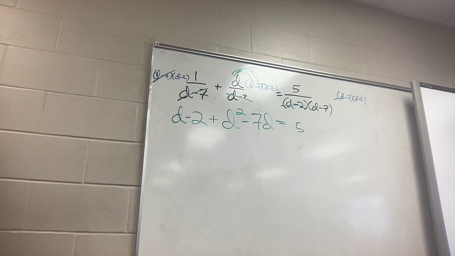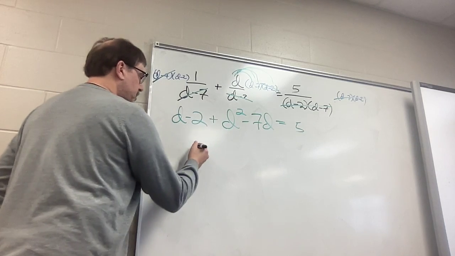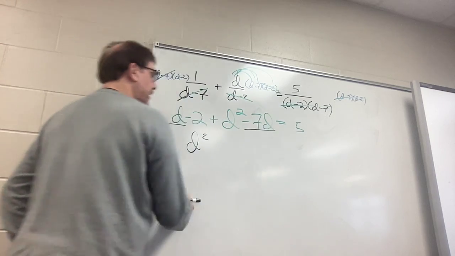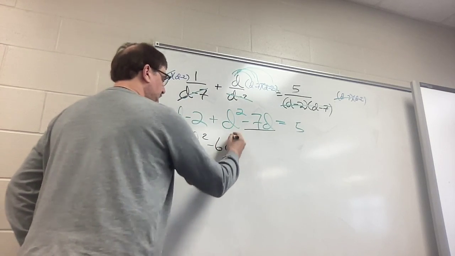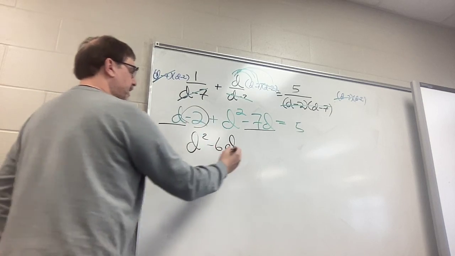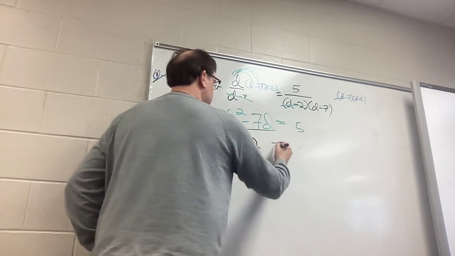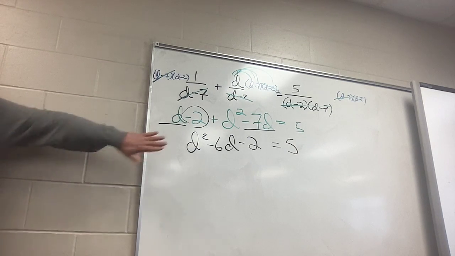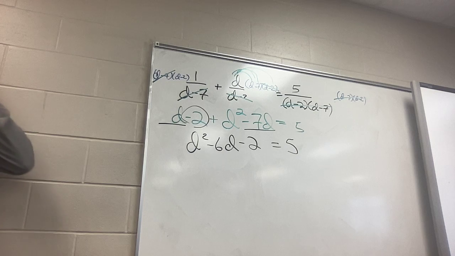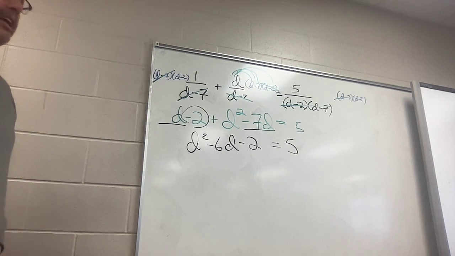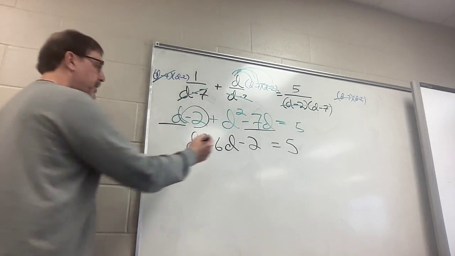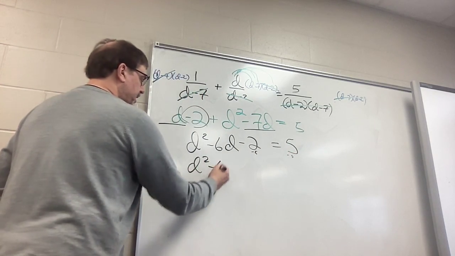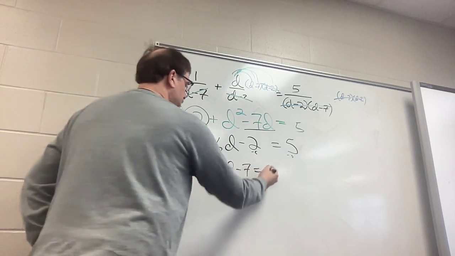Not impossible, but it becomes quite a bit more work. I'm putting the d squared first. I'm going to combine these two terms here to make this minus 6d, and this one temporarily sits alone. Minus 2 equals 5. Please remember, anytime we have a second degree, a quadratic, we want it to say equal 0. We talked about the zero product property. So we take away 5 on both sides, and we're left with d squared minus 6d minus 7 equals 0.